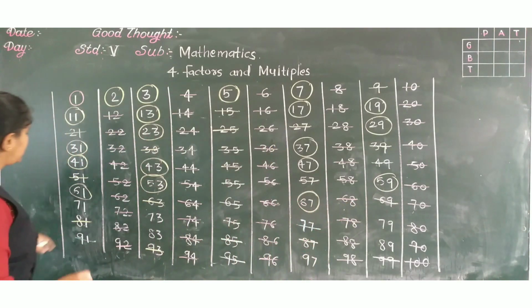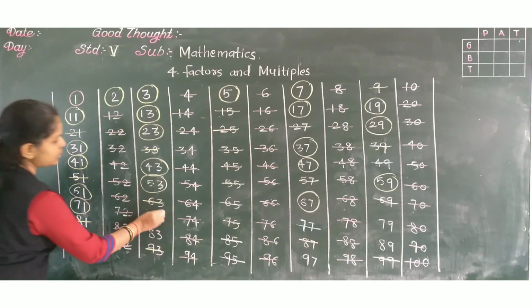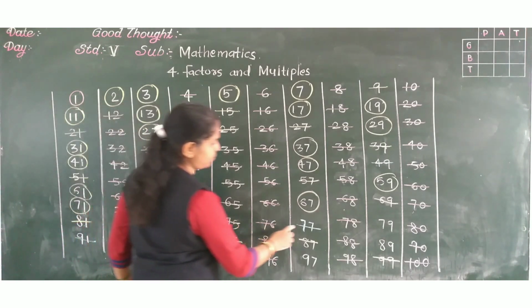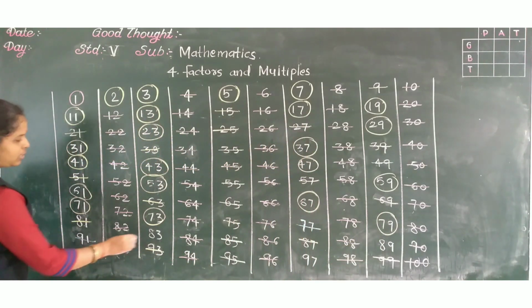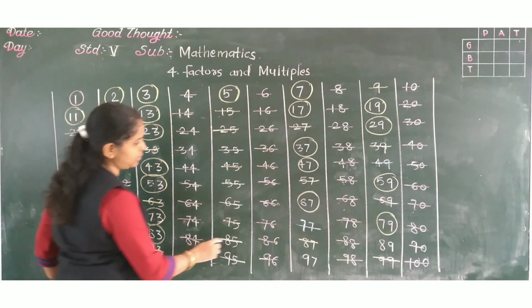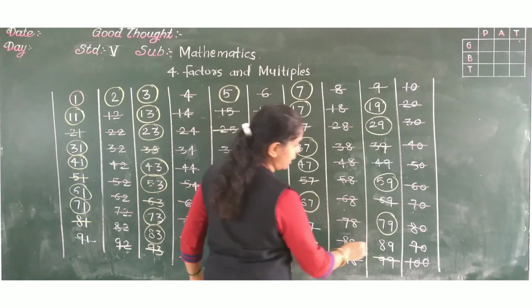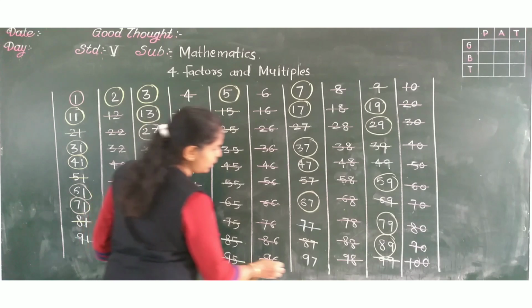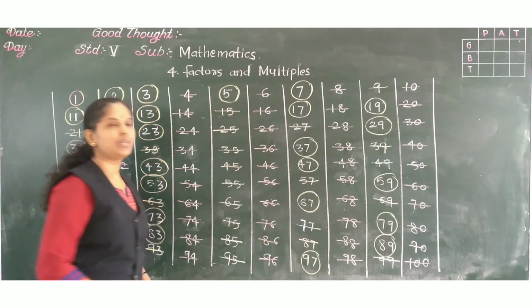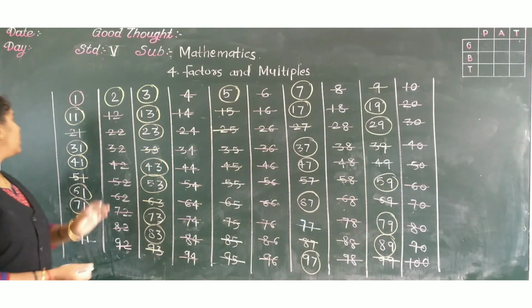Then 71, 73, 79. Afterward, 83, 89. Then here only 97. Okay, see here. Any remain?